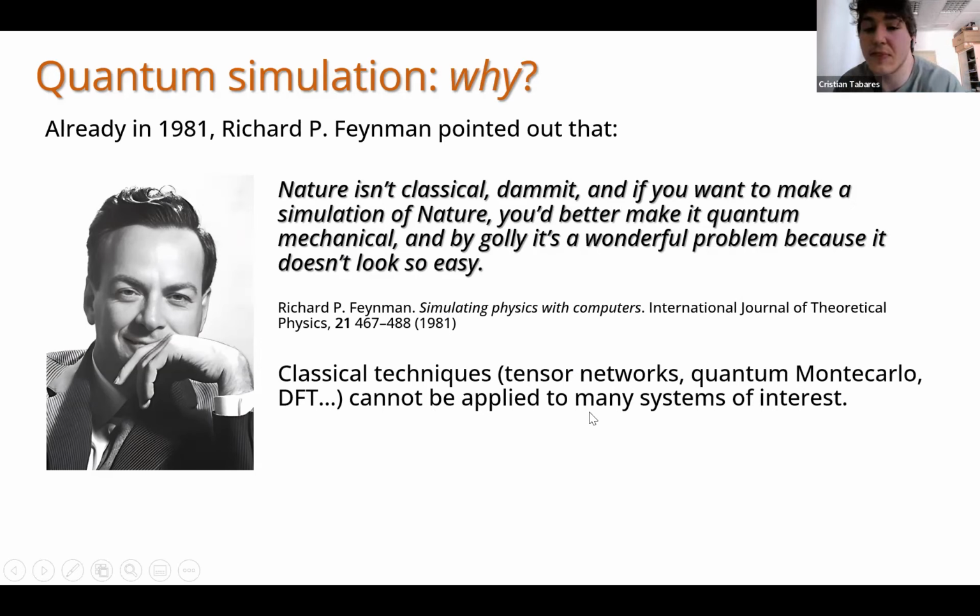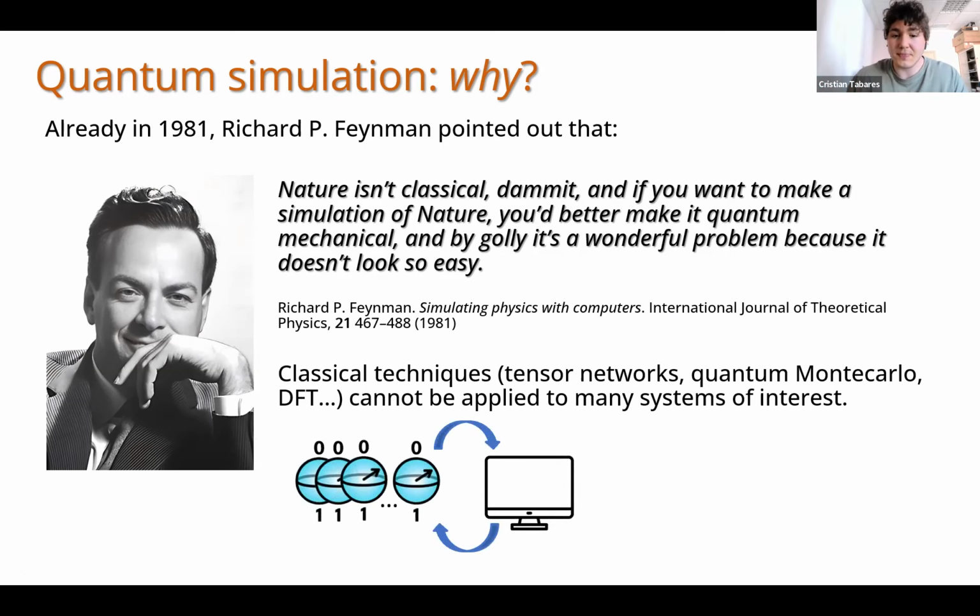For example, if you want to study out-of-equilibrium systems, the tensor network approaches fail. If you want to study fermions, the quantum Monte Carlo approach fails. Strongly correlated systems cannot be studied using DFT. So in general, systems that are of great interest in quantum science cannot be easily understood with the current techniques that we have.